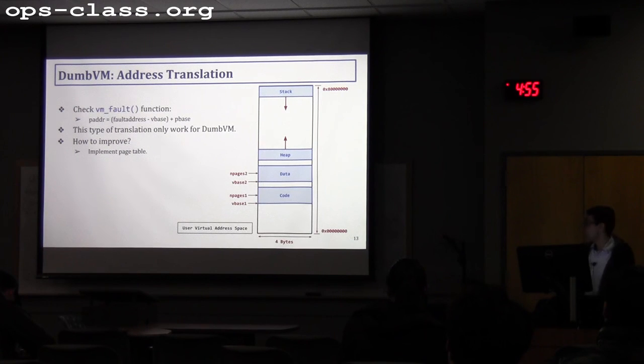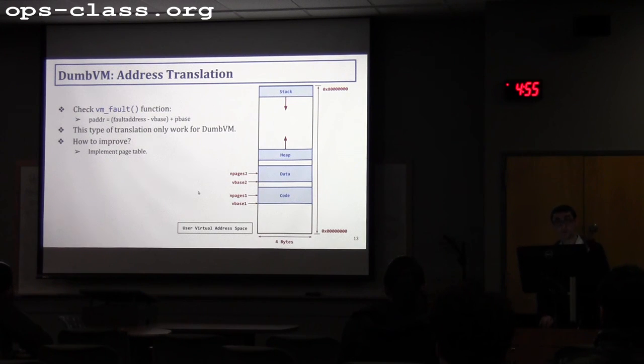OK. So let's go through the address translation in dumb VM. So we know that the stack starts at address 80 million, growing down, and the heap grows up. So the address translation in the dumb VM goes like this. We have the vbase, we have the pbase, and we have the size of each region. So what will happen is, let's say we got a VM fault, and that will pass to us a fault address, which you can see here.